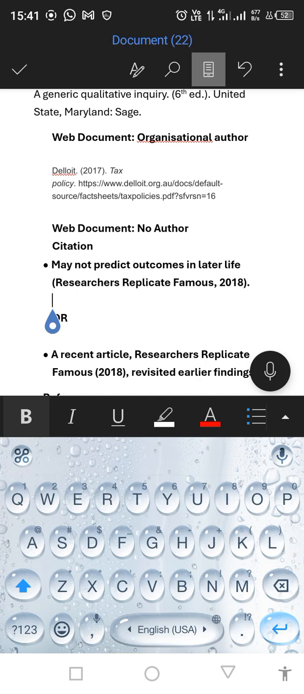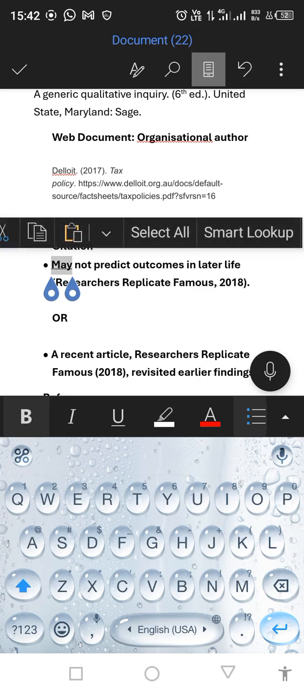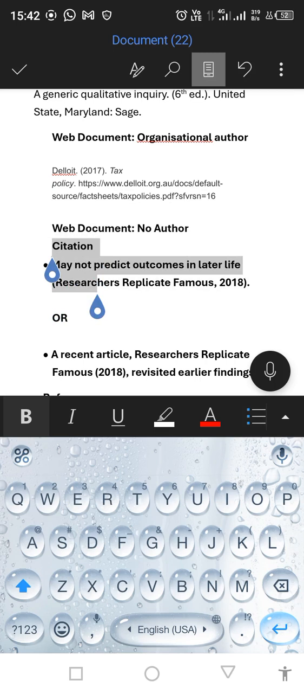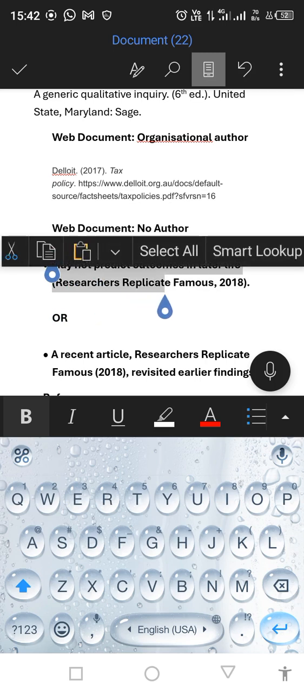For instance, if you could recall in our previous video, while citing at the end of a statement, this is the example that we have here. This is just for instance, so it's not a complete statement. What we have here: may not predict outcome in later life. And who said this? Researchers replicate famous 2018. It doesn't have an author. It's just the title of that particular web document. So we have to put the title here: researchers replicate famous 2018.